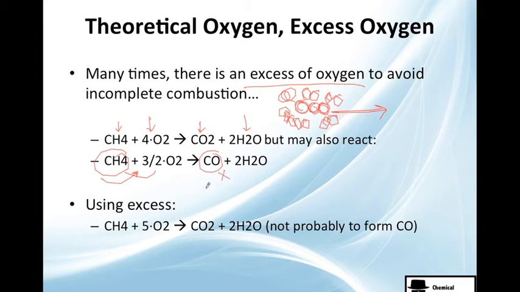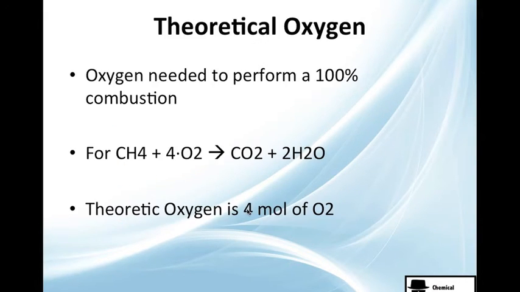And that's not good because we can still oxidize more of this and probably we will have more energy or heat. So if we use excess, imagine instead of 4 we add 5 moles, we will probably not form CO because we have excess of oxygen, and you will form a nice CO2 and water combination. So theoretical oxygen is the oxygen needed to perform a 100% combustion.